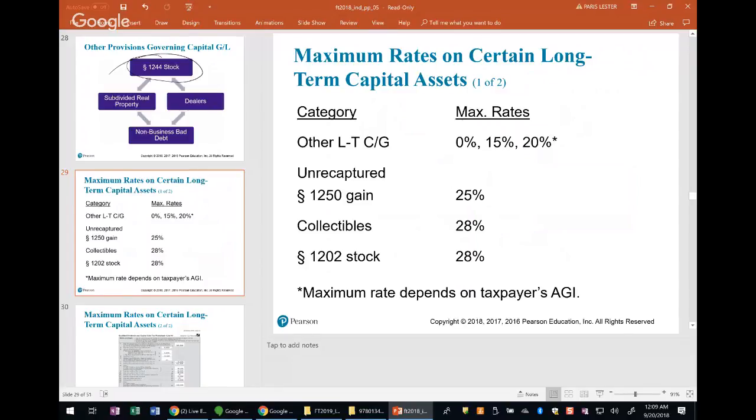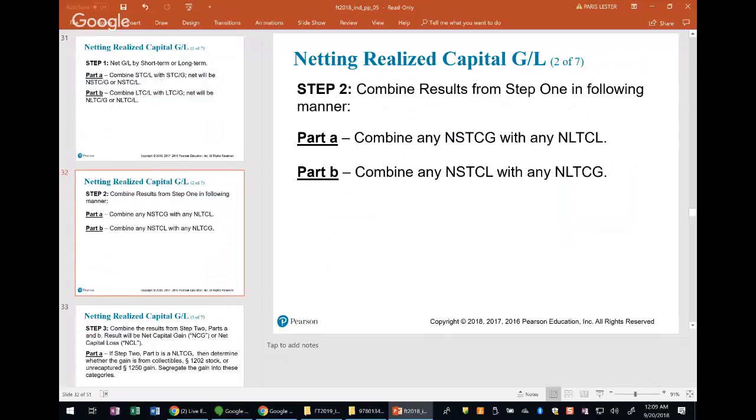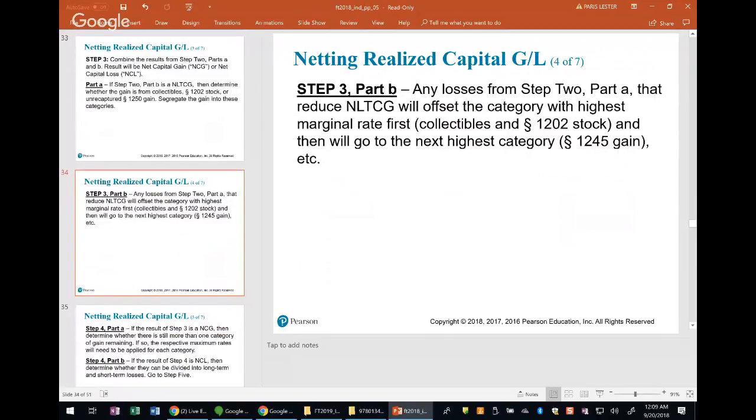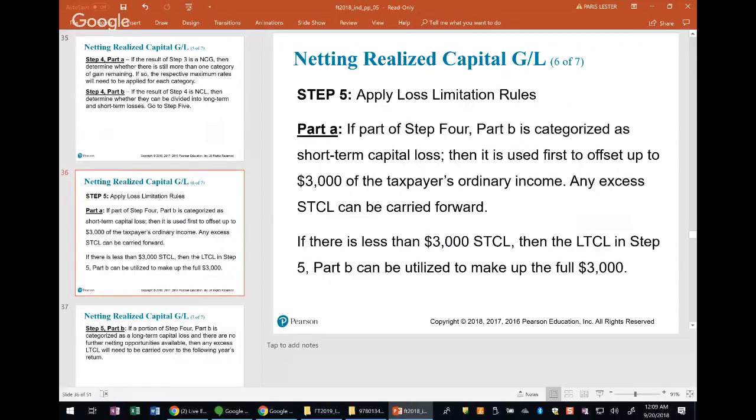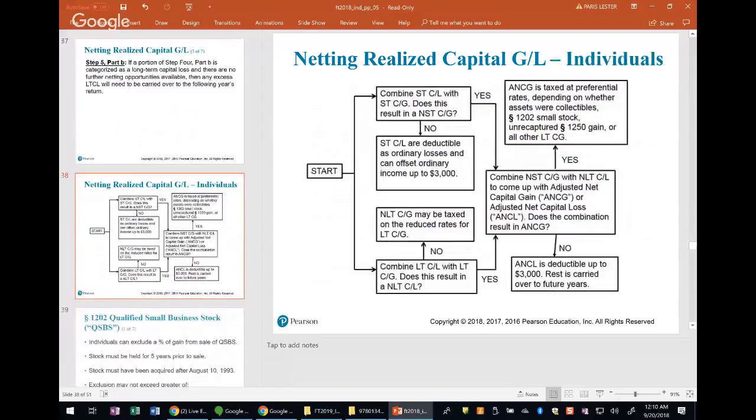Now, I think these maximum rates stayed the same. Now, if you're in a zero bracket, you pay 0. But if you're in a 25% bracket, you pay only 15%. So usually you're paying 15% on your capital gains. And we looked at a Schedule D briefly the other day. We've got to net these short-term and long-term capital gains. $3,000 is usually your limit on capital losses. So we're going to work some of these and see where we go from there.